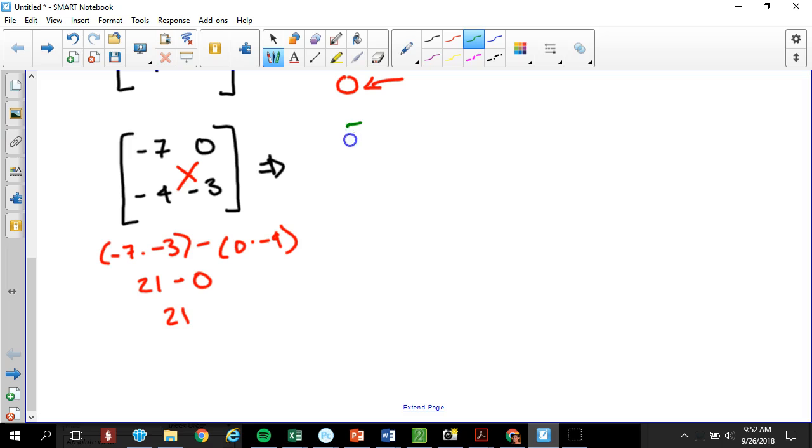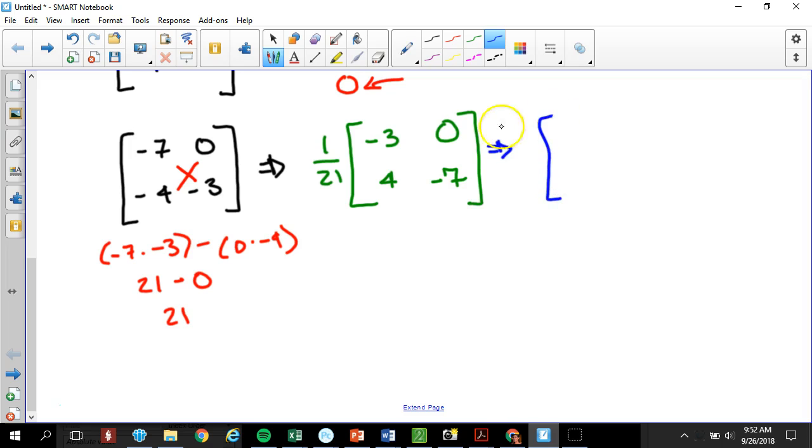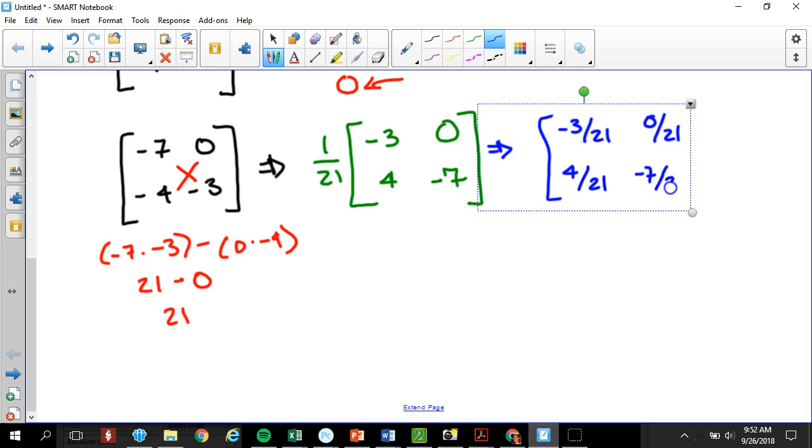Now I'm going to rewrite my matrix where I swap these two. So I have negative 3 here and I have negative 7 here. And then I change the signs on these, so I have 0 and positive 4. Okay? And then I have to multiply by 1 over the determinant. When I distribute that 1 over 21 to everything in here, that's going to get me negative 3 over 21, 0 over 21, 4 over 21, and negative 7 over 21.